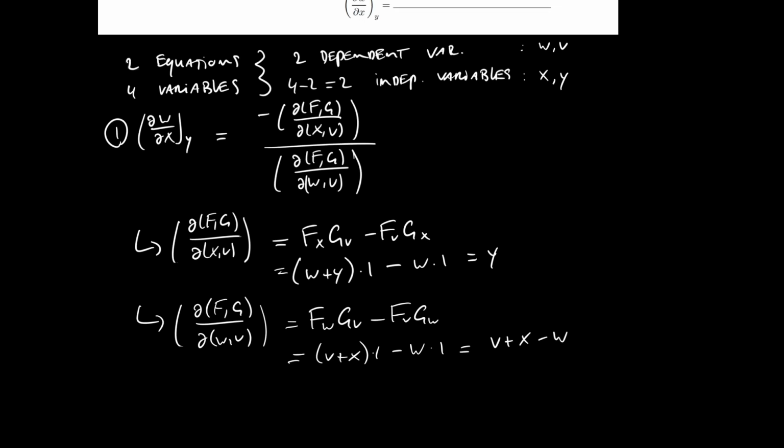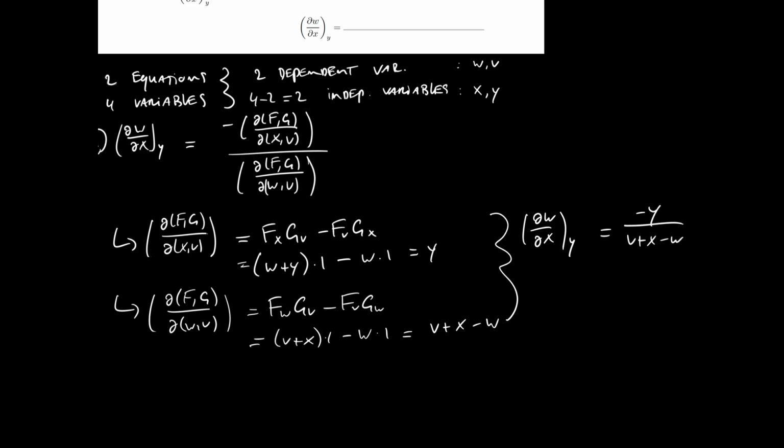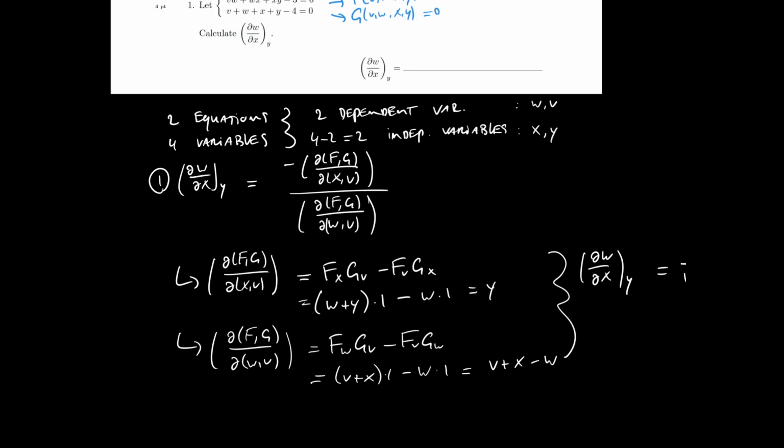And so now we can take the quotient of these two Jacobians. Don't forget the minus sign. And we find that our derivative, dw dx, while keeping y constant, is equal to minus y, so don't forget the minus sign, divided by v plus x minus w. All right, so that's the first method. And if you memorize this formula for this derivative, which only works if you have two equations, of course, then that's an easy way to get that answer quite straightforwardly.